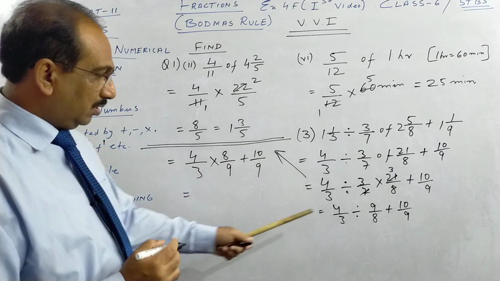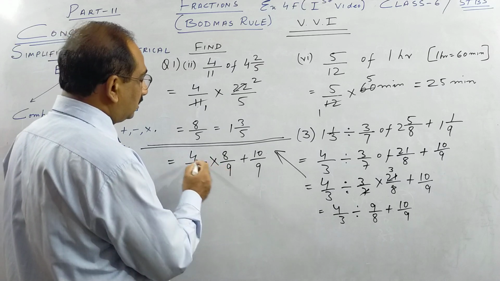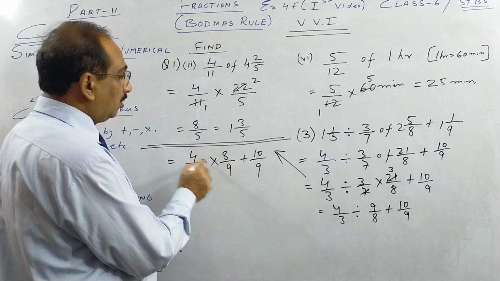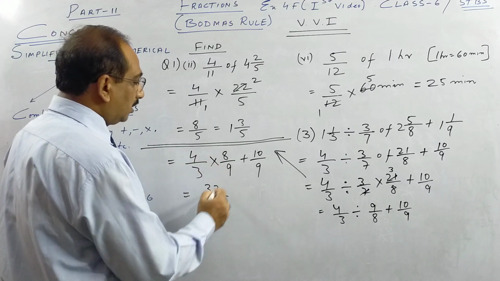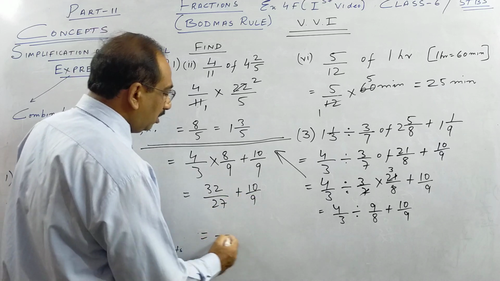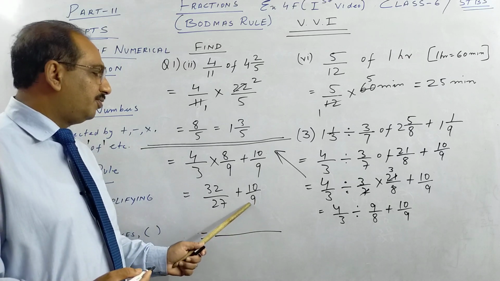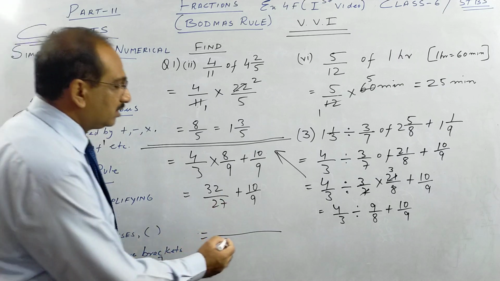Here 8 goes up, 9 goes down. So is anything cancelling? 4, this way also you can see up and down, numerator and denominator, they will not cancel. So we get 32, 4 8s are 32 by 27 plus 10 by 9. Then you have to find the LCM of 9 and 27. See, 27 is a multiple of 9, so the LCM will be 27 only.